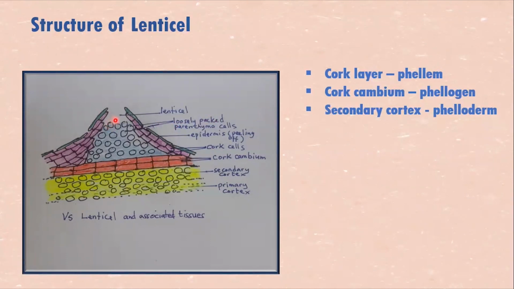This is the hole. These are loosely packed parenchyma cells so that air can move from outside the plant in here and get into the living tissues, the cork cambium, phellogen, and supply the plant with air, oxygen, and carbon dioxide. The same goes out when it's necessary. That is the lenticel. So you can see the areas that form it, loosely packed parenchyma cells. You have the epidermis, which is peeling off, cork cells, cork cambium, secondary cortex, primary cortex. And these are the names of these tissues, right?